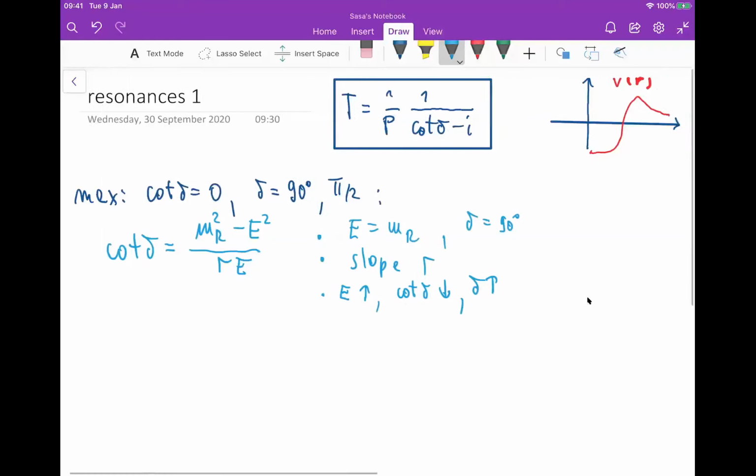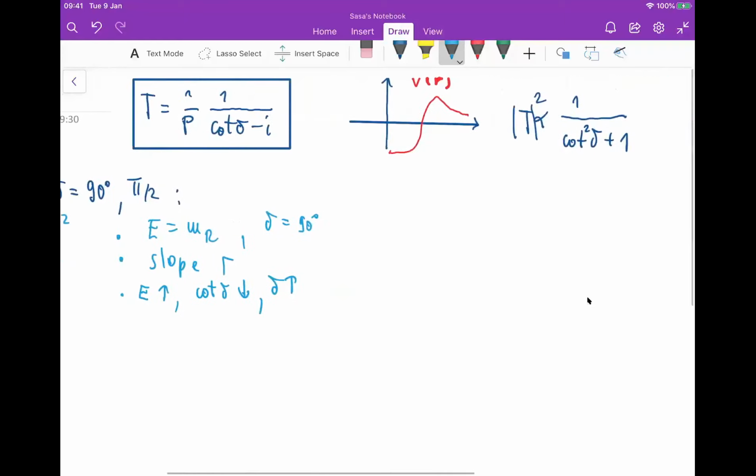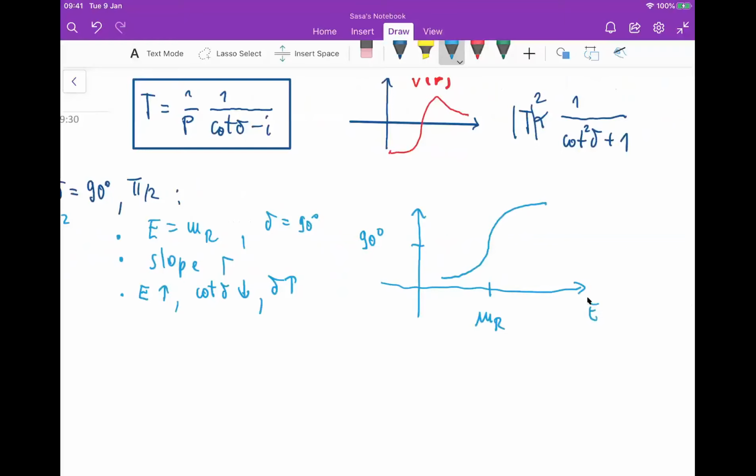And what will be the phase shift dependence? You've seen that for sure. Sorry, the pictures are nicer in the slides. At the resonance energy, the phase shift will be 90 degrees, and of course it will be increasing. Something like this you'll get. So that's the phase shift dependence as a function of energy for a resonance.